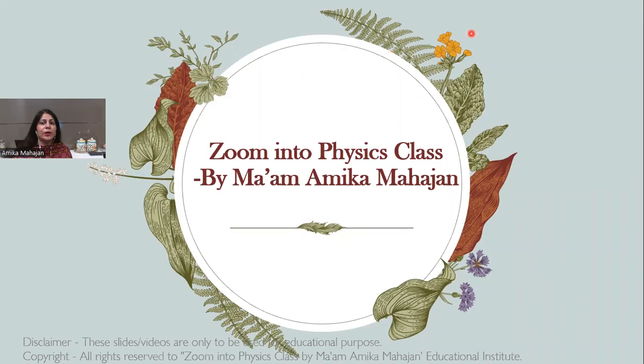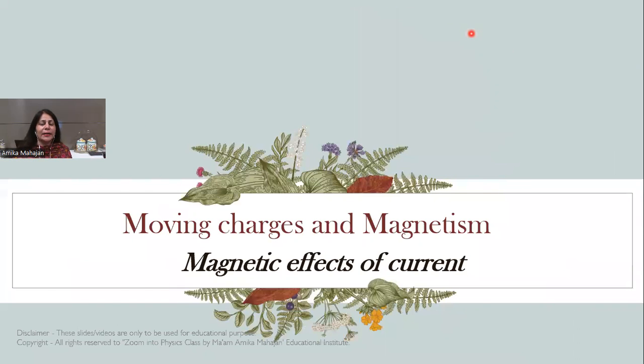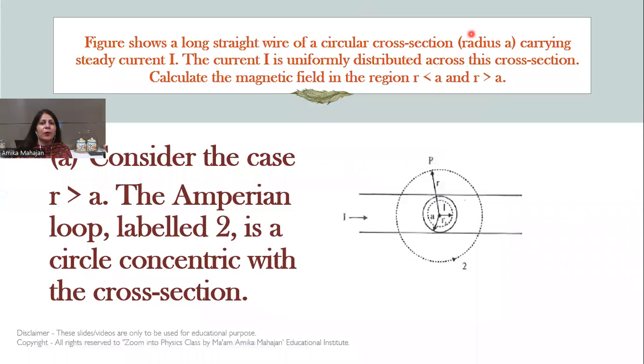Welcome to my channel. This video is focused on magnetic effect of current. In this video, I'm going to discuss one NCERT problem in which there is a long straight wire of cross-section A, the radius of that cross-section, which is carrying current I. The current I is uniformly distributed across this cross-section. We have to calculate magnetic field in the region r greater than a and r less than a.